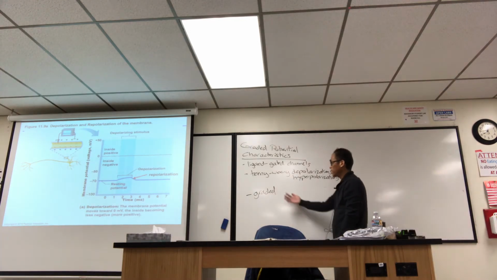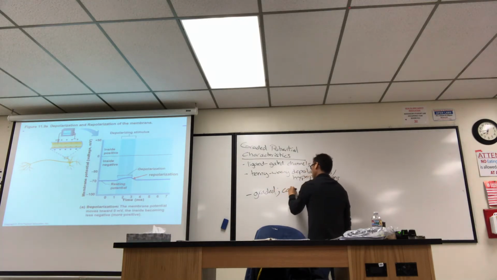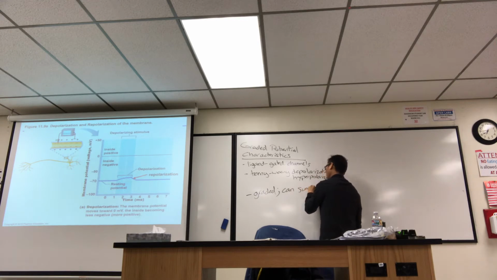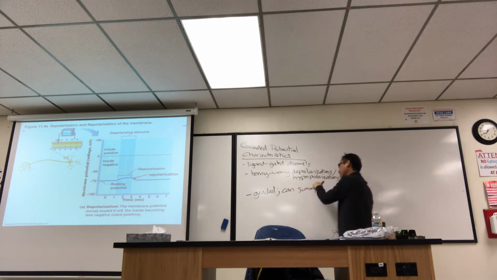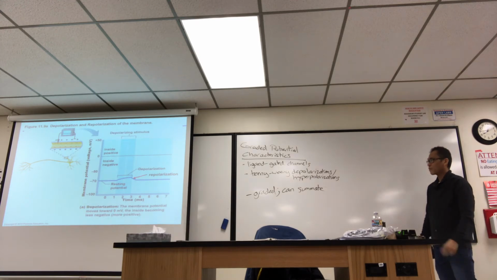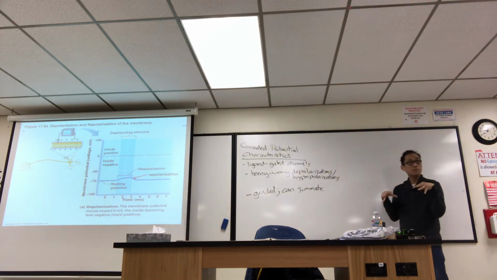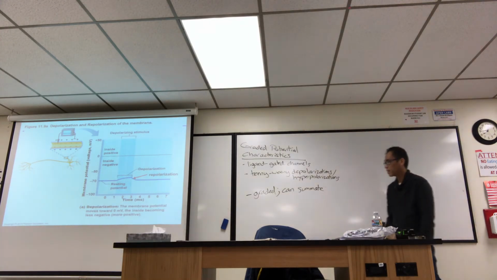Think about these kinds of potentials: you can add them up. They can summate. We'll get to that at the very end of the lecture. For example, maybe that teeny-weeny depolarization isn't enough to reach threshold, but what if you had two of those and you added them up? Maybe that's enough positivity to get you to threshold. So that's the idea, they can summate.